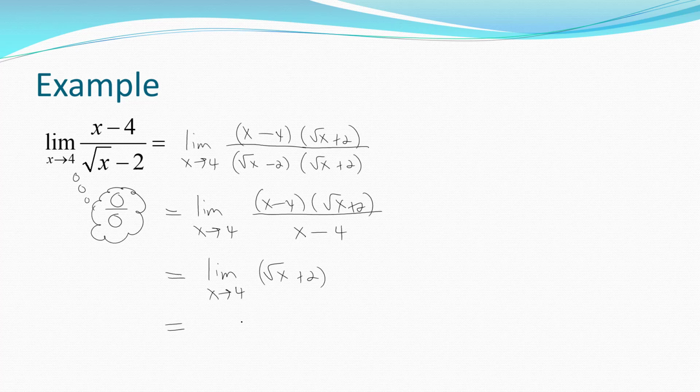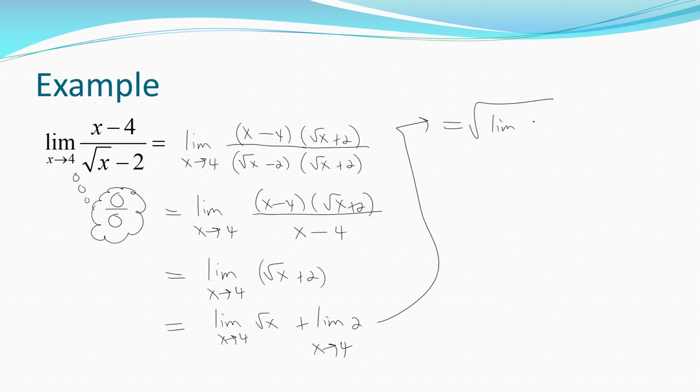I'll go through this one slowly. That would then be the limit as x approaches 4 of the square root of x plus the limit of 2 as x approaches 4. And that would then equal, the limit of a radical is a radical of limits. That would then be the square root of the limit of just x as x approaches 4.